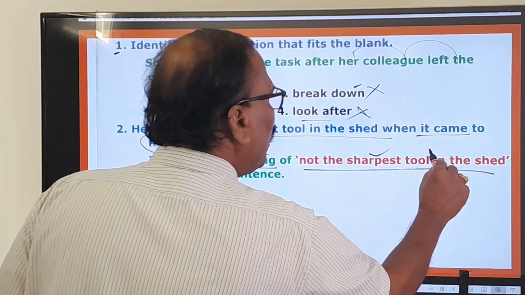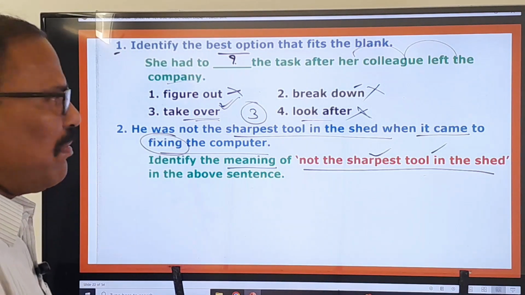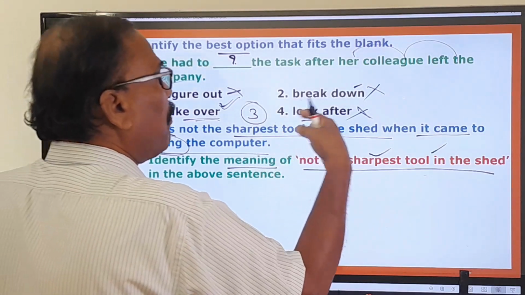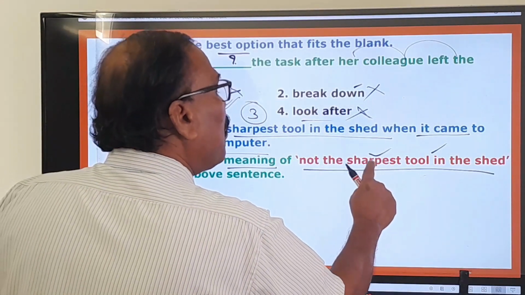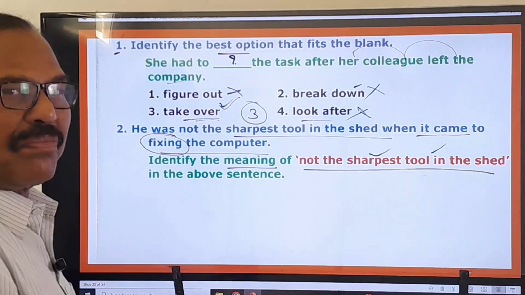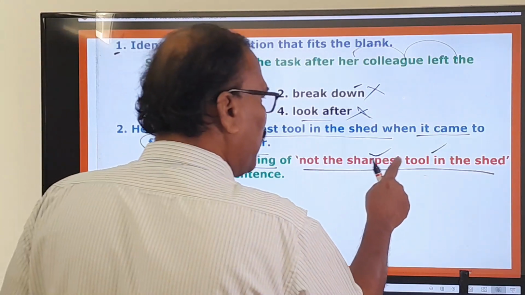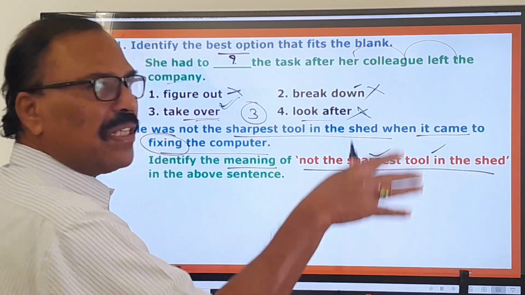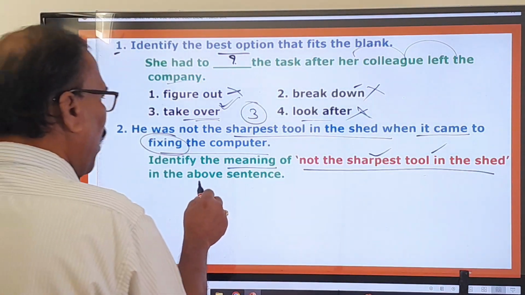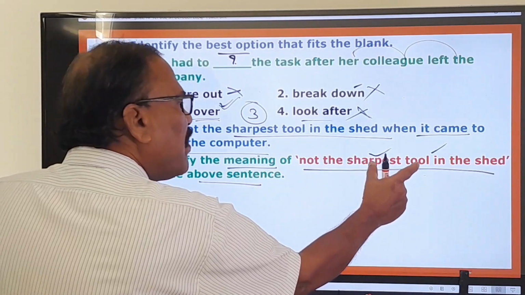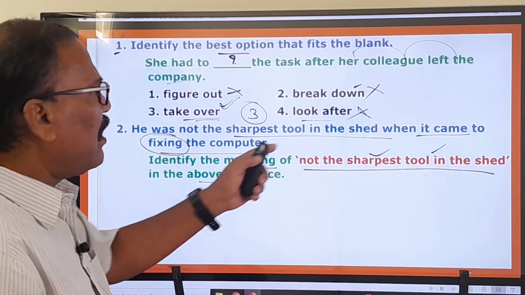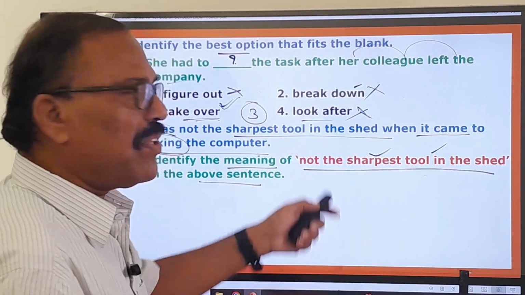It's a beautiful idiom. What is the meaning of this? Not the sharpest tool. Sharpest tool. He is not the sharpest tool in the shed. In the shed means in the garage, something like in the above sentence. What is the meaning of this idiom? Now the examiner is asking you to give the meaning of this idiom.